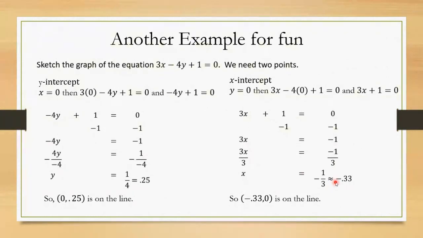Which is the same as minus 0.33. I rounded to 2 decimal places kind of arbitrarily. On an exam, I will tell you how many decimal places to round to. But this tells us that the x-intercept is negative 1/3, which is about negative 0.33, excuse me. And the line crosses the x-axis at this point.